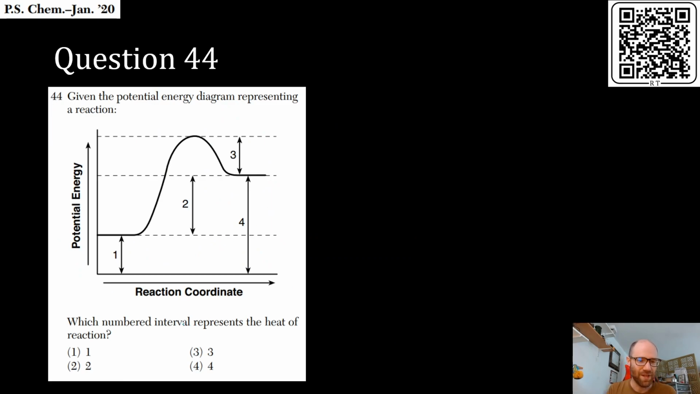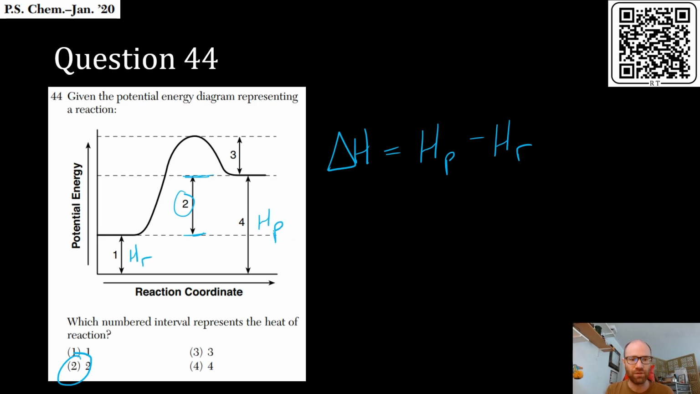Potential energy diagrams. What is the heat of reaction? Okay, so I know that the heat of reaction, otherwise known as delta H, is the energy of the products minus the energy of the reactants. So it's the difference between the end and the beginning. So if I were drawing some lines across, I think that's going to be 2. Yeah, I like that as an answer. Just for everyone's edification here, this is the energy of the reactants, this is the energy of the products, and this would be the activation energy of the reverse reaction if we were going from right to left. But yeah, the answer here is 2.